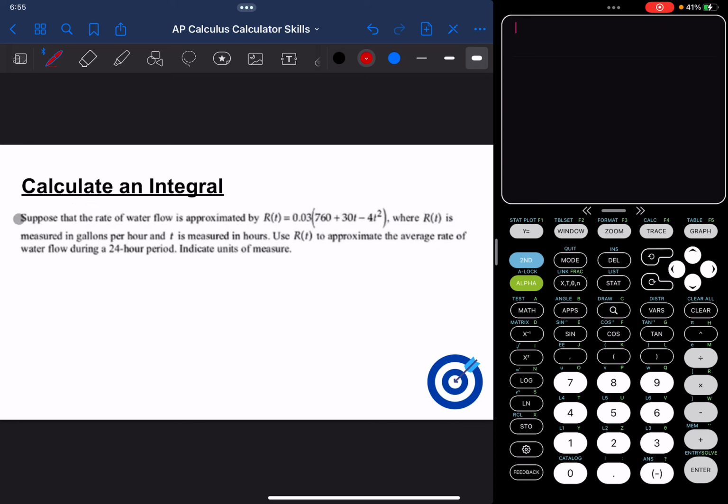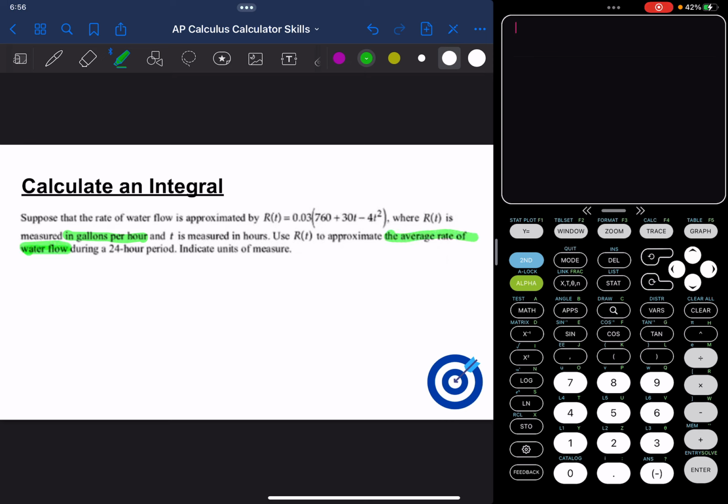So this problem reads, suppose the rate of water flow is approximated by this function r of t, where r of t is measured in gallons per hour and t is measured in hours. We want to use r of t to approximate the average rate of water flow during a 24-hour period. We want to include units of measure. Now the thing to remember is that r of t is measured in gallons per hour, and we want the average rate of water flow.